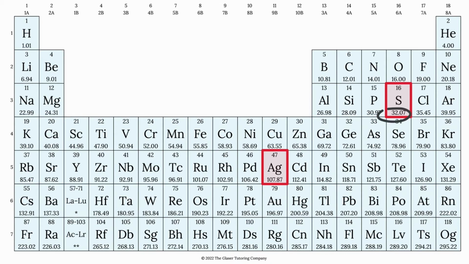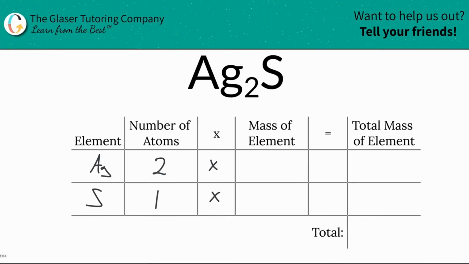There's also the value of sulfur, 32.07. So let's write those down. We have 107.87, and then we had 32.07. Now all you have to do is multiply these rows across. When we do that, we come up with an answer here of about 215.74. And then obviously this just works out to be 32.07.